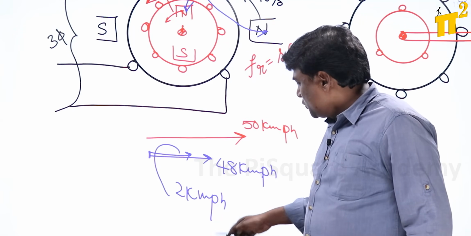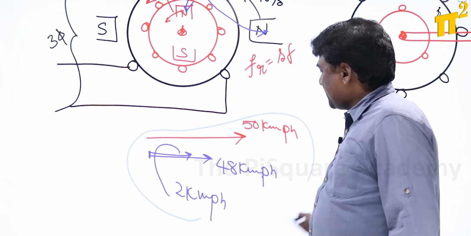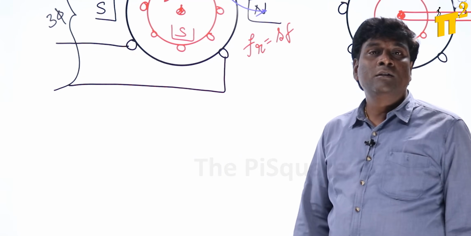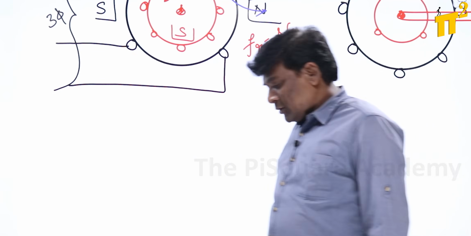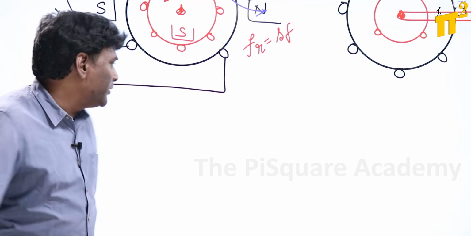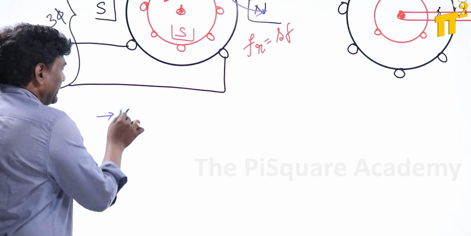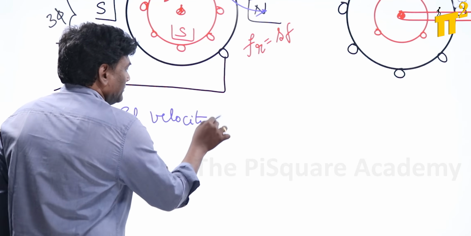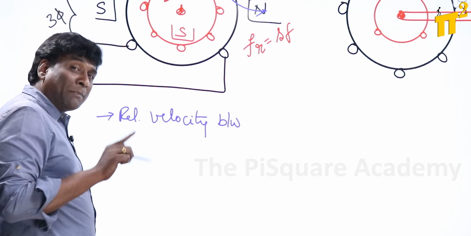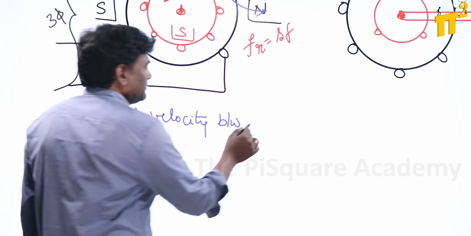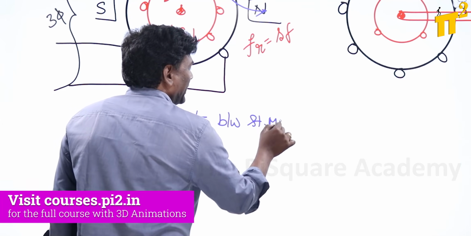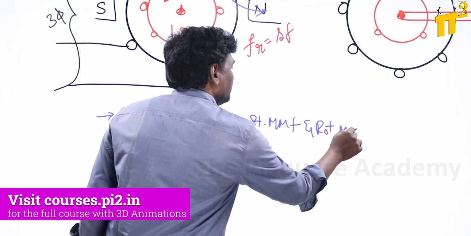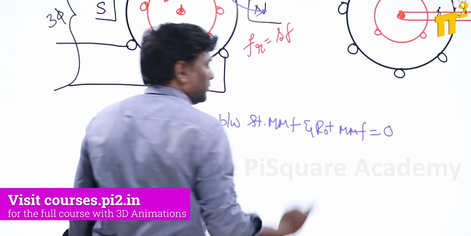You have to focus here, because from the stator-fed case only, I am going to get conclusions for the rotor-fed case also. The conclusion here is that the relative velocity between stator MMF and rotor MMF should be 0.